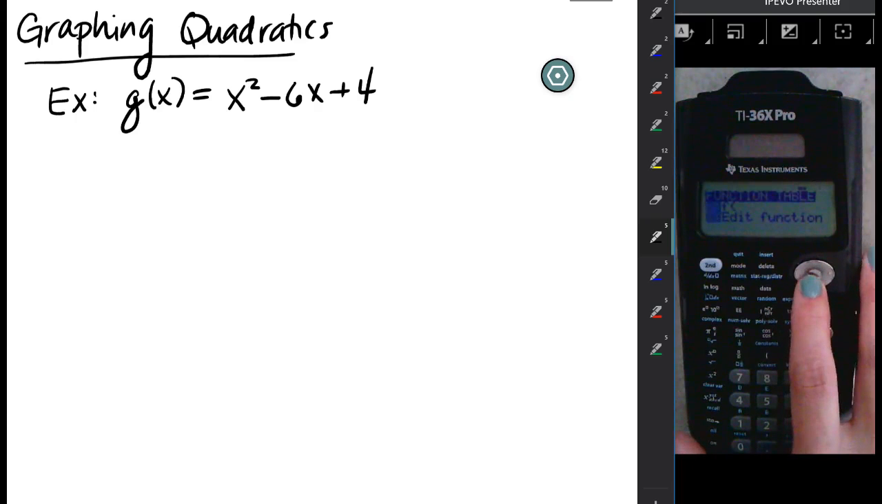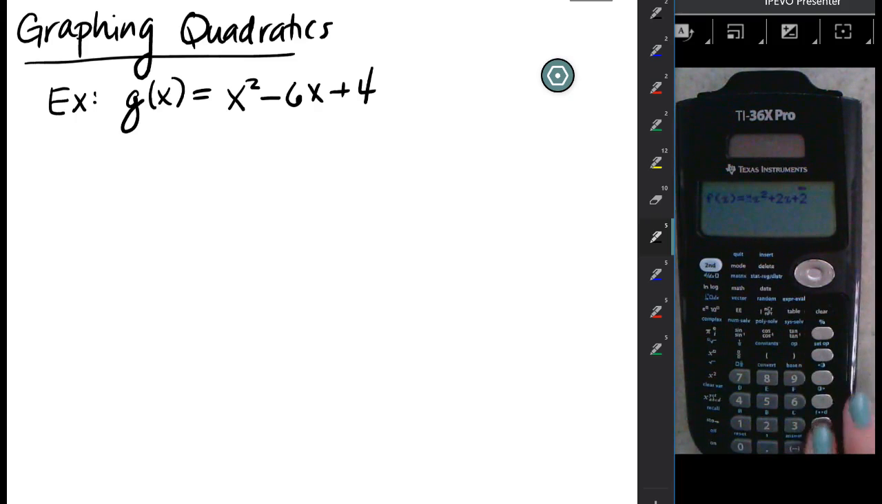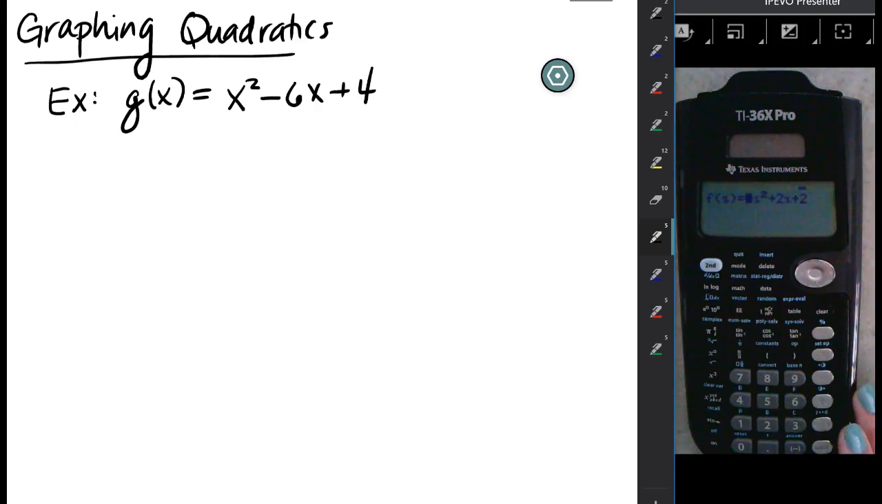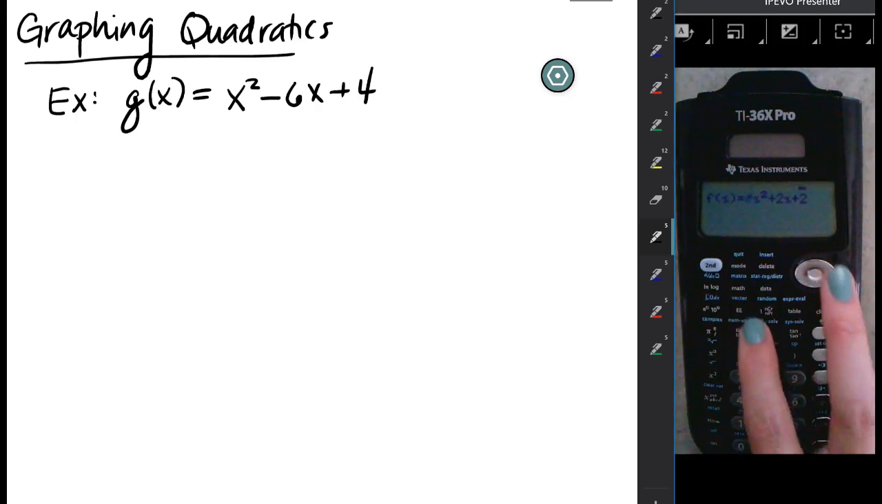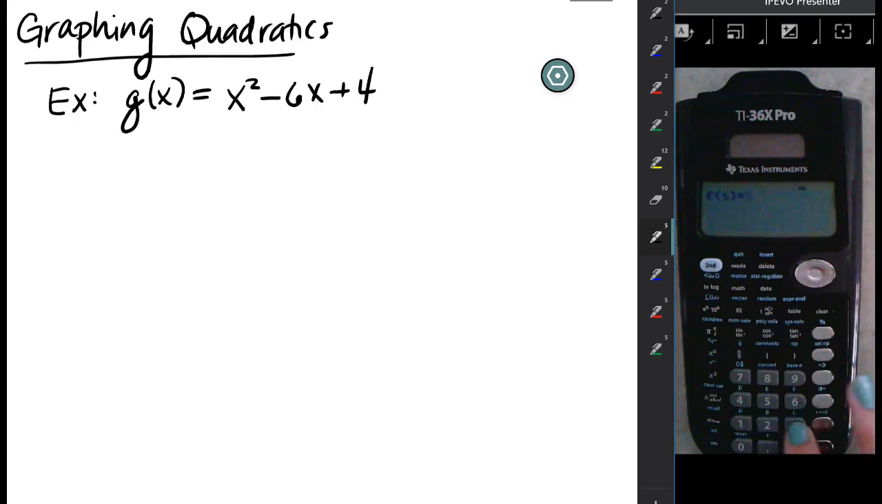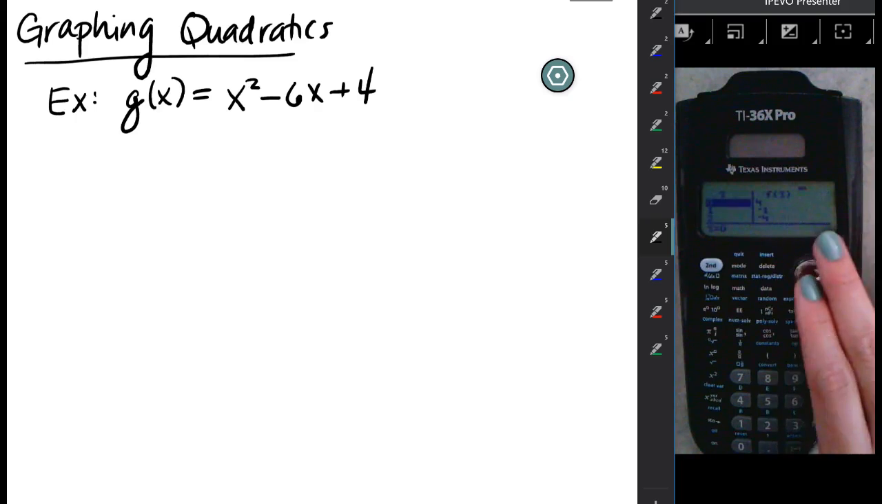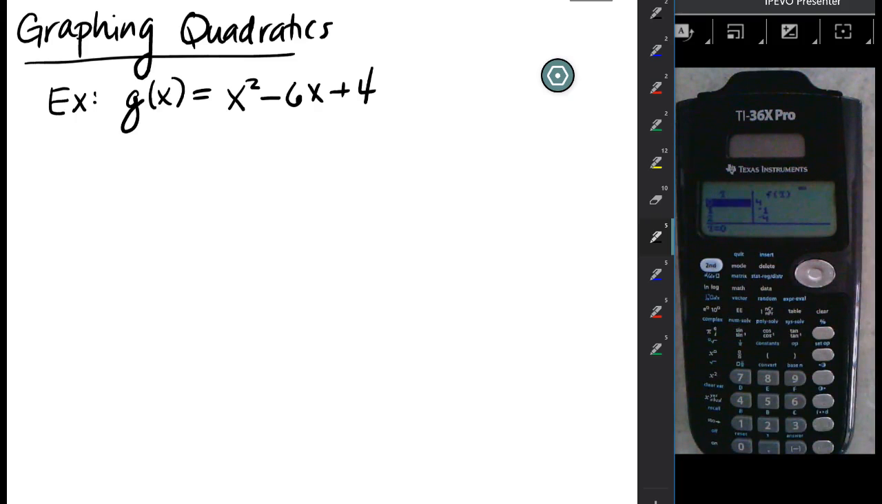we would make a table, editing our function, putting in table, edit function, and we would go, let's clear out what's in there. We need x squared minus 6x plus 4. Doesn't matter where we start our table, we'll just have it fill in. And now we have a table that we can go ahead and graph with.